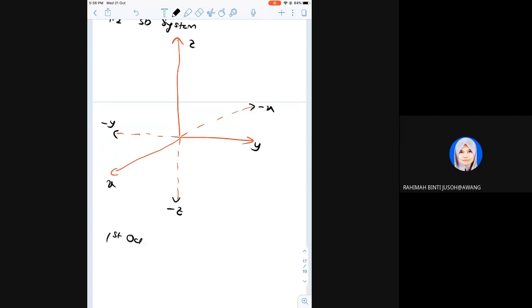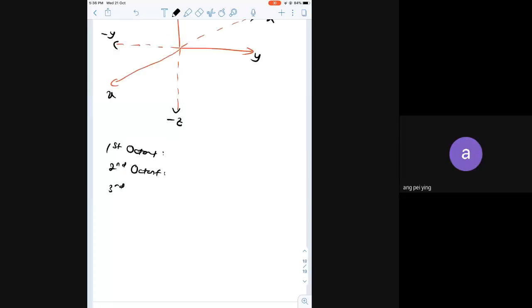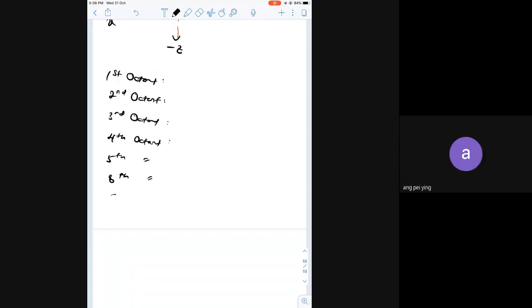First octant, second octant, copy this. I want you all to copy this. Third octant, fourth octant, fifth, sixth, 7, 8.